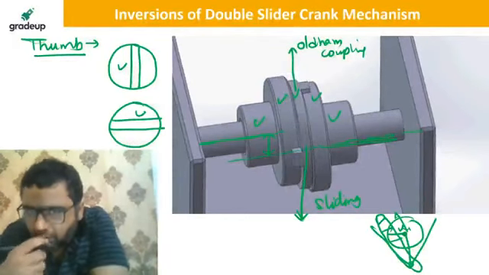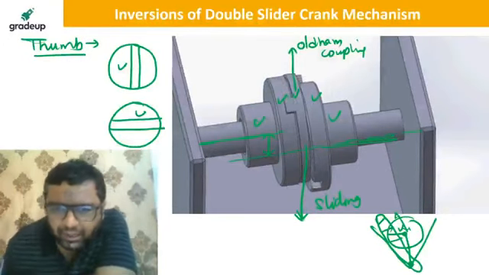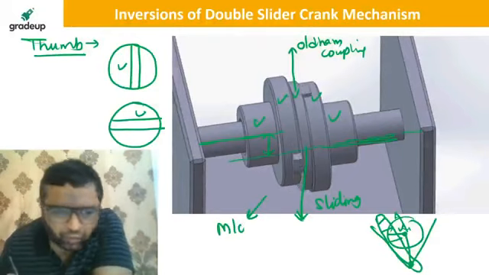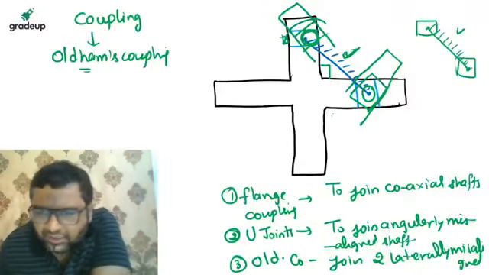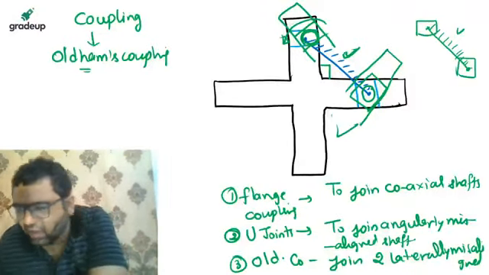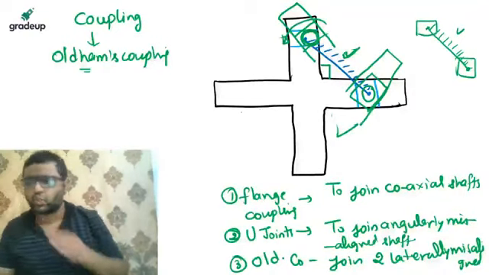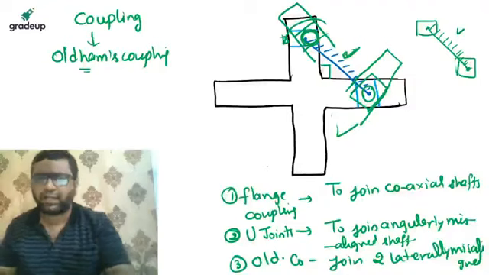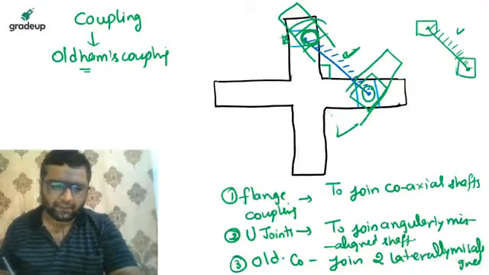Okay, my dear, hope you are getting it. As I told you, machines are different than the mechanism. This is the machine view. The view of mechanism is this one. Okay, so using that we have made that machine only. So view of mechanism is different, view of machine is different. Hope you are getting it, my dear. This is said to be the Oldham's coupling.